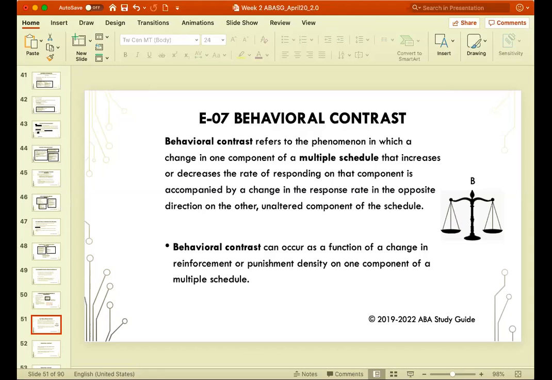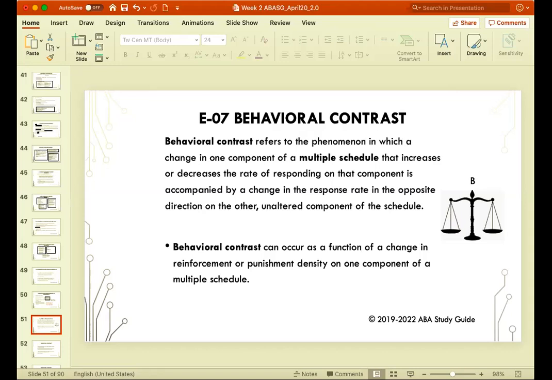Behavioral contrast. How many of you get behavioral contrast and matching law mixed up? I do all the time. I always have to flip back and forth. So I'm going to show you a little bit about how I have trained myself to remember this. This might be a brain dump thing for your whiteboard. Your behavioral contrast has to do with a change in one component of a multiple schedule that increases or decreases the rate of responding on that component, accompanied by a change in the response rate in the opposite schedule. We'll talk more about compound schedules of reinforcement. But basically what we're looking at is one behavior and multiple schedules of reinforcement.